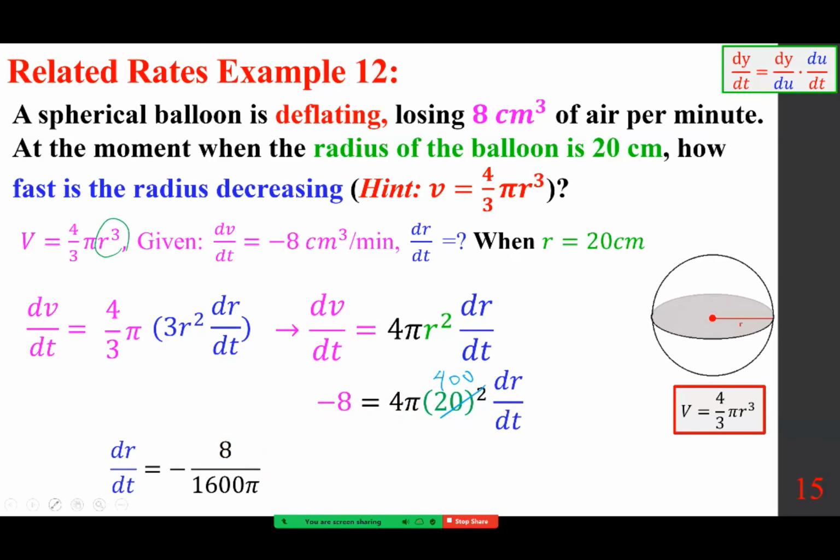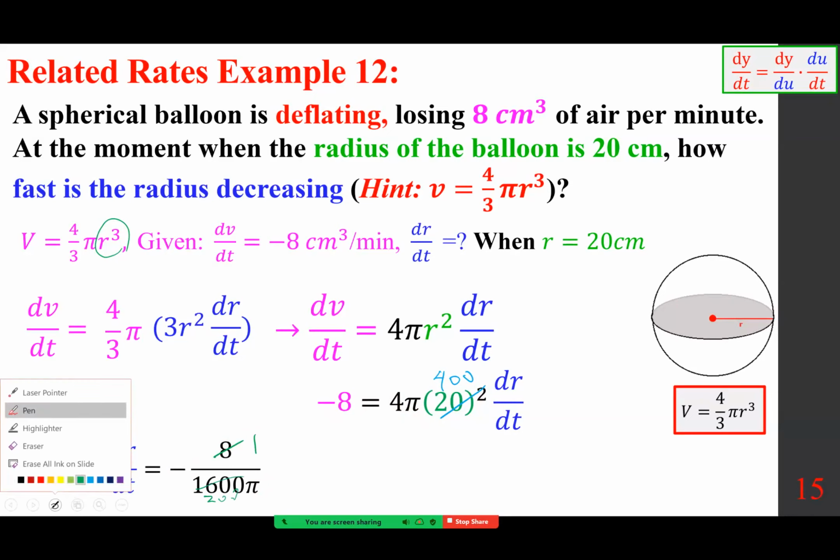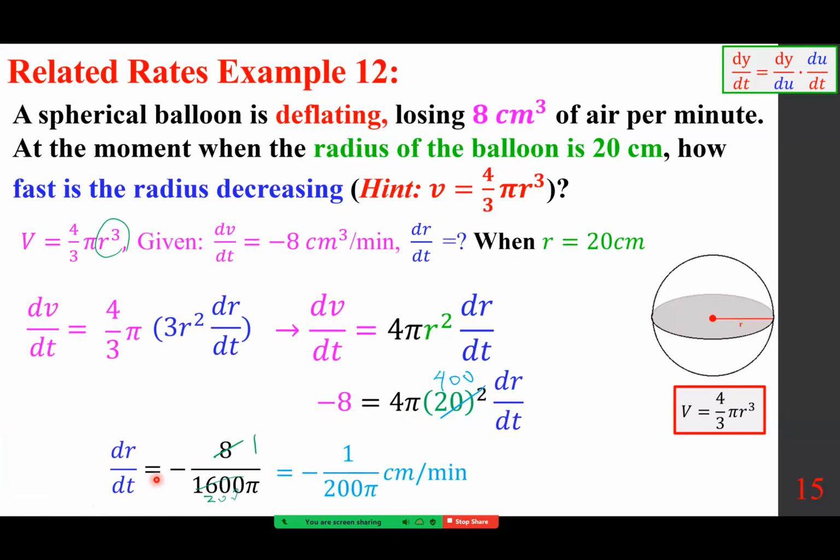And 8 goes away, 1600 divided by 8 is 200. So minus 1/(200 pi), units of the numerator, r, over the units of the denominator, time. So negative 1/(200 pi) centimeters per minute precisely. We change the pi using a calculator, 3.14159, and it continues indefinitely. And with a bunch of decimals, we get almost minus 0.001592 centimeters per minute. You want to pay attention to the number of decimals and how they ask you accordingly.